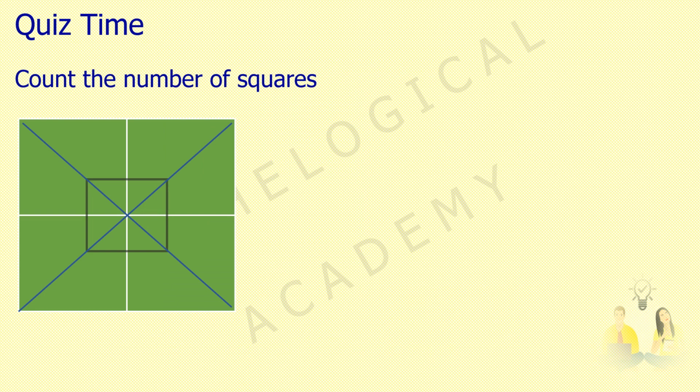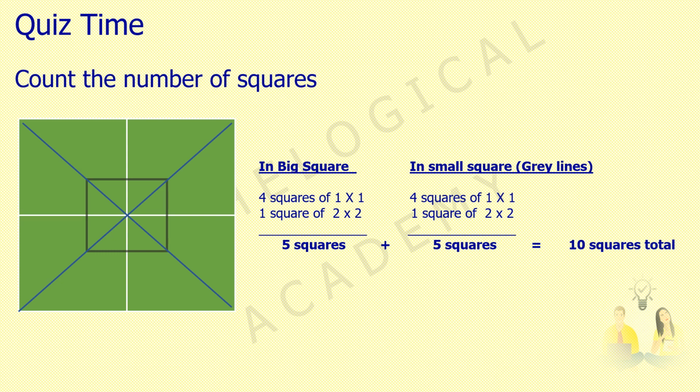Next question. Count the number of squares. Yes, you're right. It's 10. 5 squares in the outer square and 5 squares in the inner gray square. We have made 2 extra lines here, but they have created extra triangles and not extra squares. So there are no extra squares created by these blue lines. Hence we'll have a total of 10 squares only.